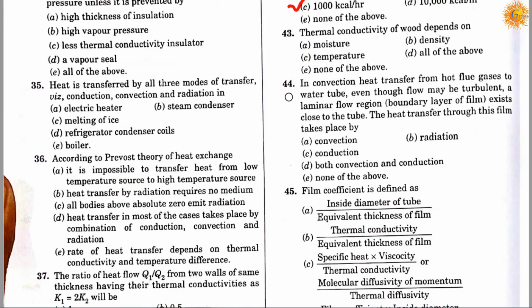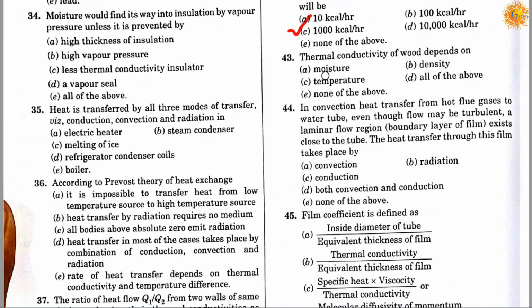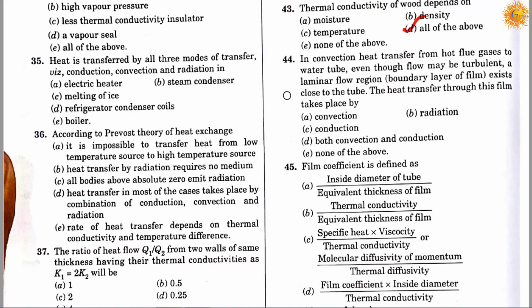Question number 43. Thermal conductivity of wood depends on option A, moisture. Option B is density. Option C is temperature. Option D is all of the above. And option E is none of the above. Correct answer is D, it's all of the above, moisture, density and temperature.